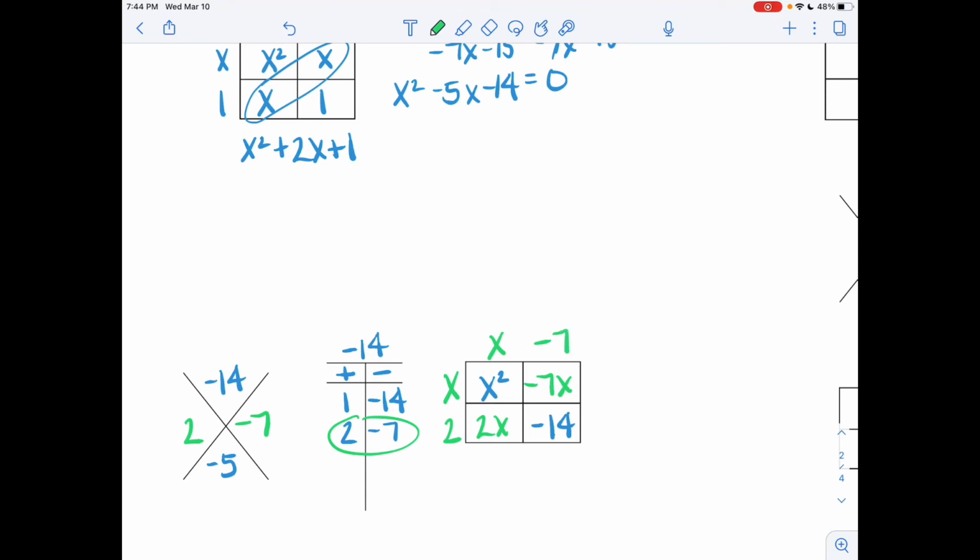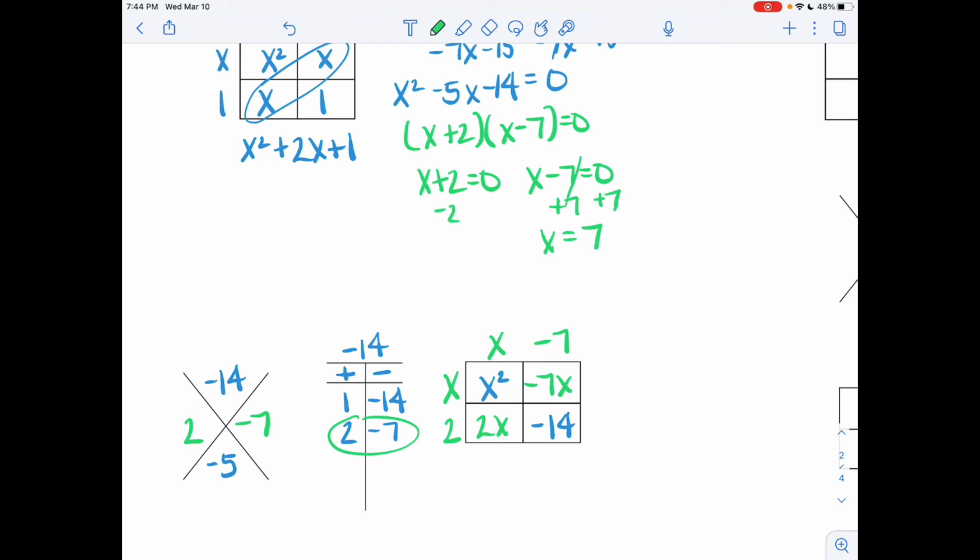So I can rewrite this in factored form as x plus 2 and x minus 7, and that's all going to equal 0. Now I want to solve. I'm going to set each of these pieces equal to 0. So x plus 2 equals 0, or x minus 7 equals 0. And if I add 7 to both sides here, I will get that x is equal to 7, and over here I'll subtract 2 from both sides and get x is equal to negative 2.